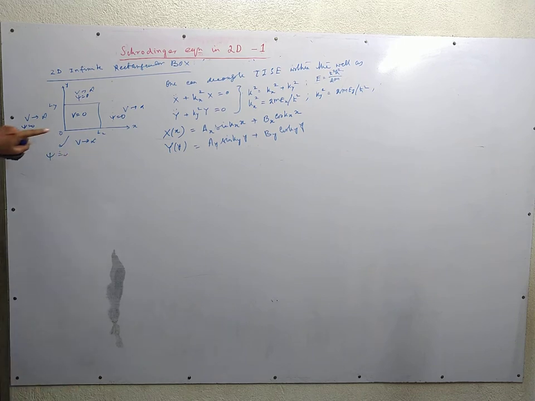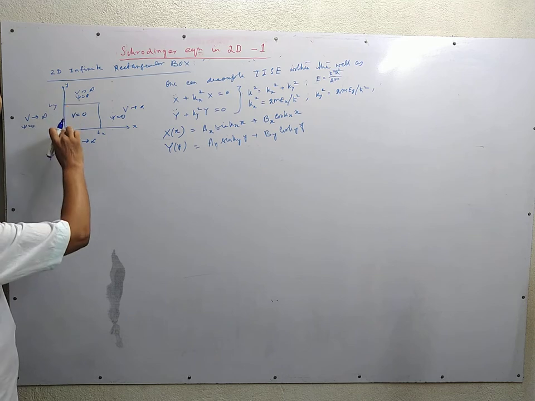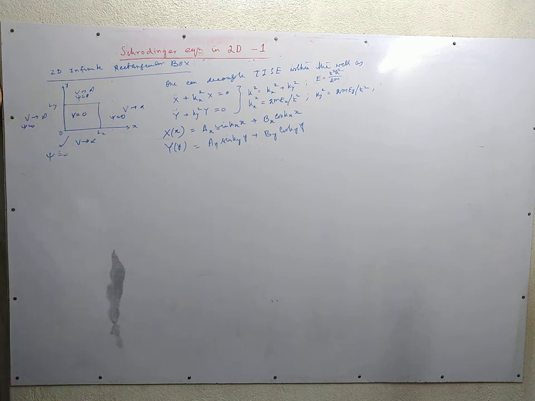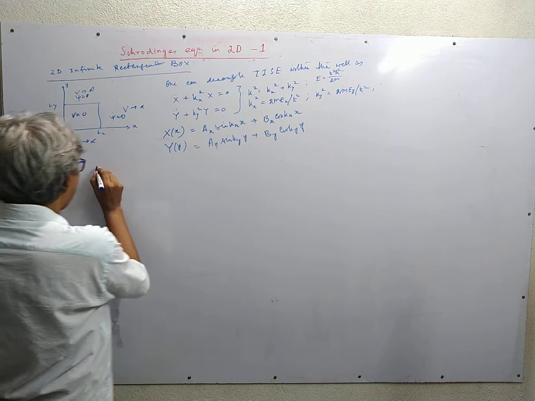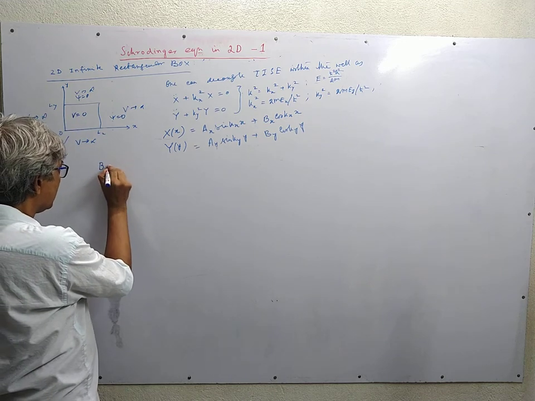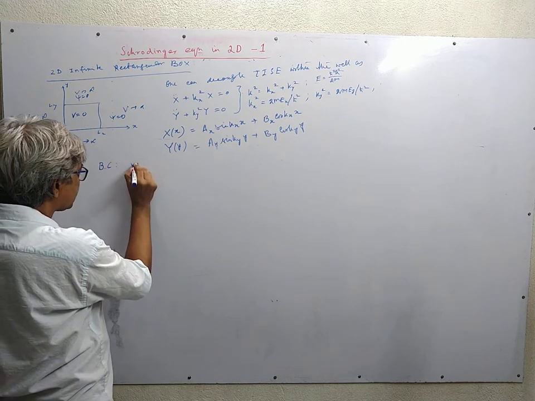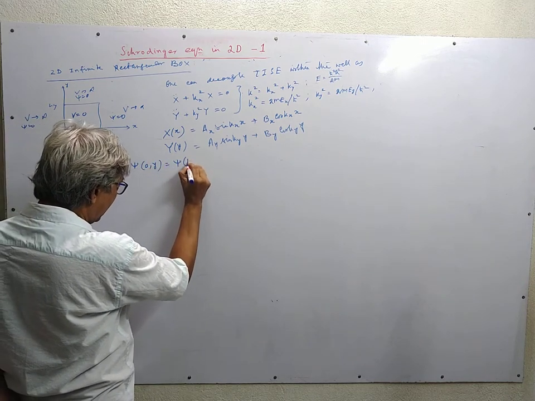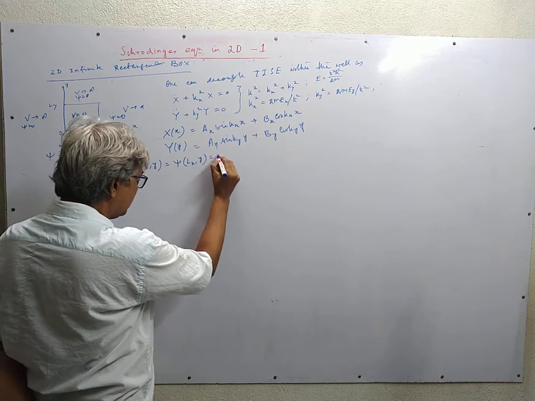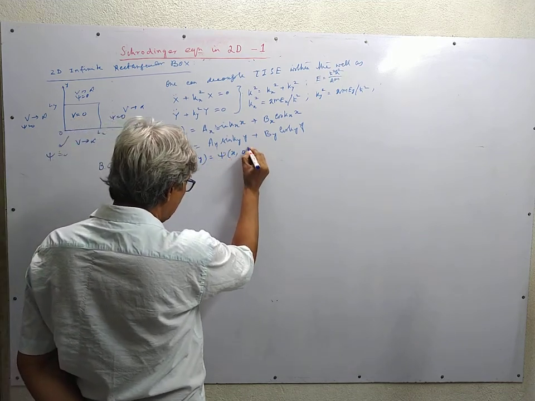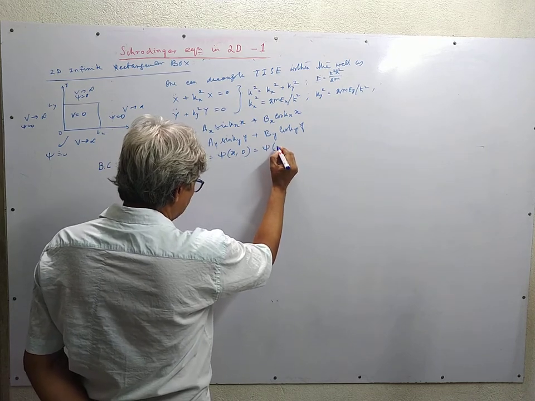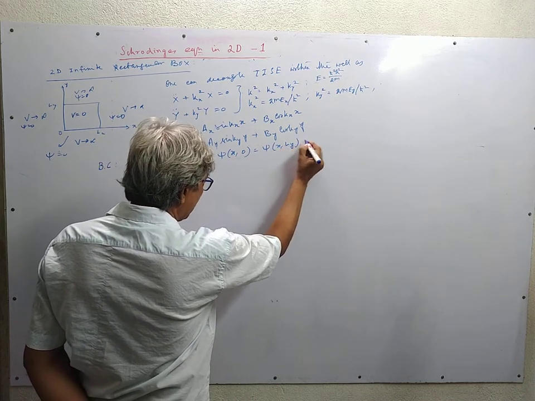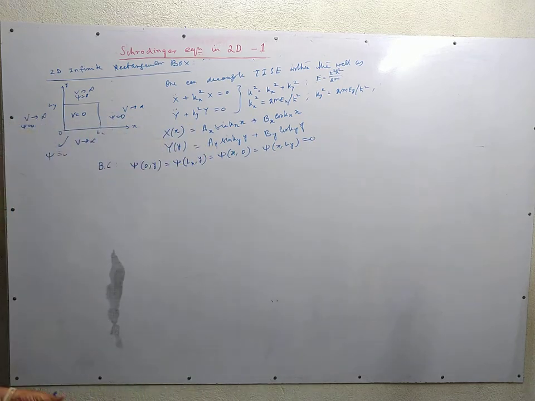So what we assume is that the continuity of the wave function demands that the wave function should be zero on the rims of the well. That is to say, the boundary condition is psi(0,y) = psi(Lx,y) = psi(x,0) = psi(x,Ly) = 0. These are the boundary conditions in terms of the wave function.